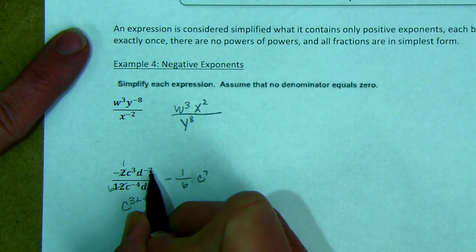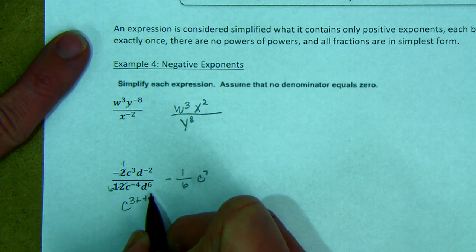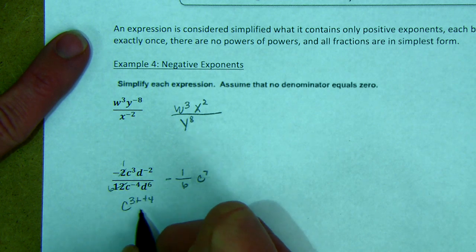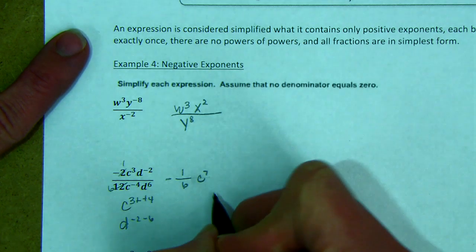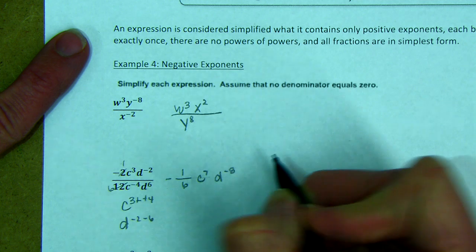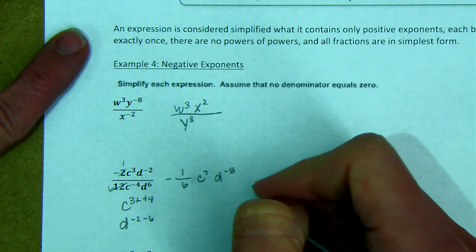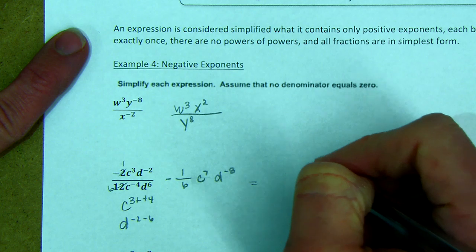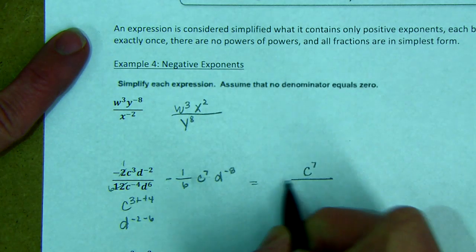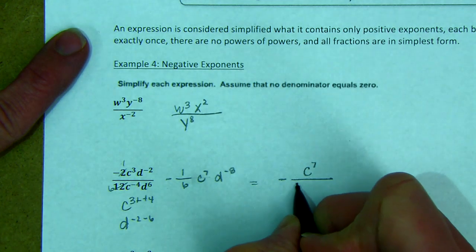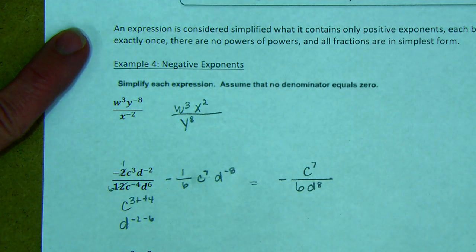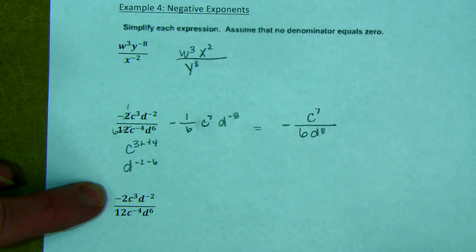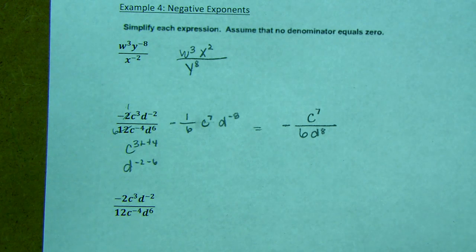And then d is negative 2 minus 6. So that's d, negative 2 minus 6 is negative 8. So d to the negative 8. How do I write that so we don't have a negative exponent? I'm just going to leave that c to the 7th in the numerator. I'm going to leave my negative sign out front, 6 in the denominator, and d to the 8th down in the denominator, so it's positive. Now I know it looks weak. We have another example, but if you look a little closer, it's the exact same problem.